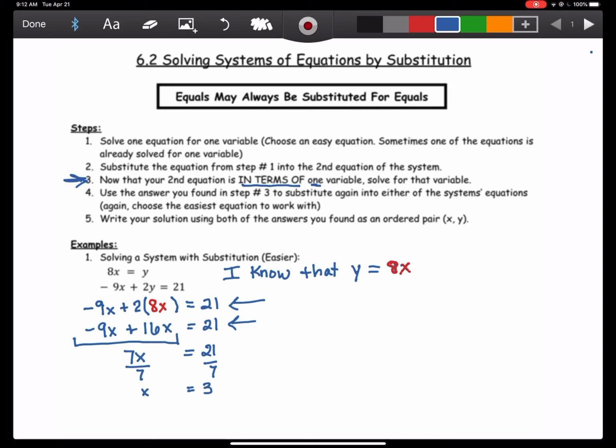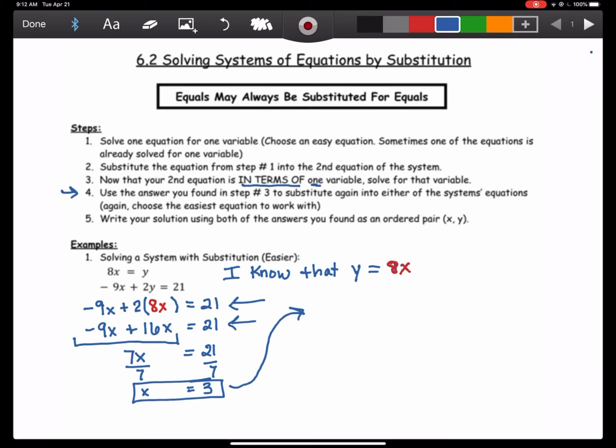And we get that x is 3. But we're not done yet. Remember, we were only on step 3, really. So now, step 4, look up above again. Step 4 says use the answer you found in step 3 to substitute again into either of the system's equations. So in other words, we have to take this and use it again.